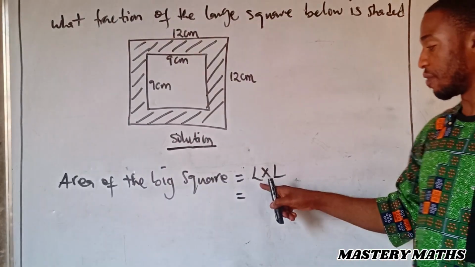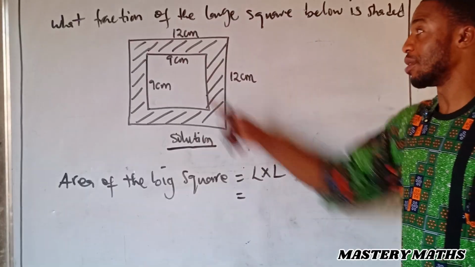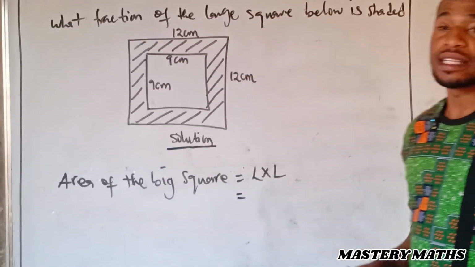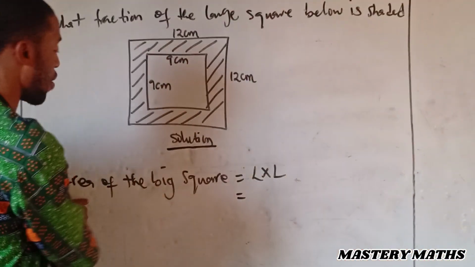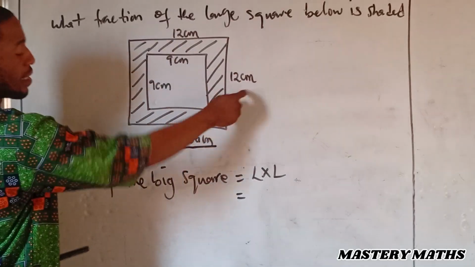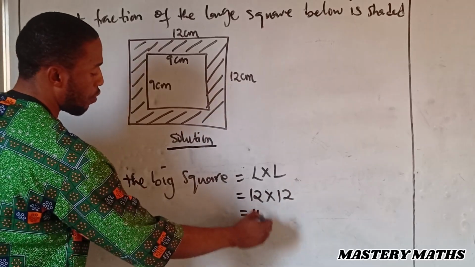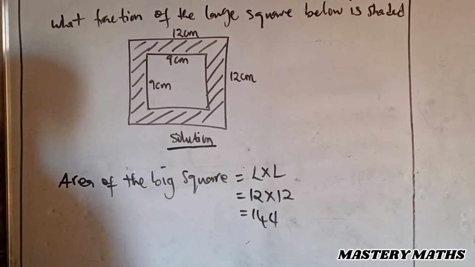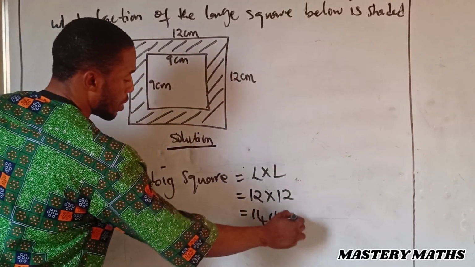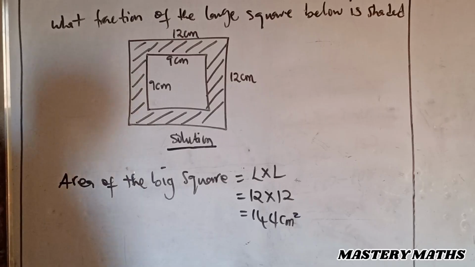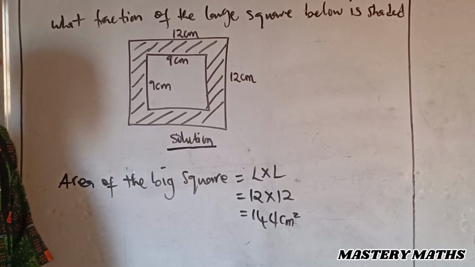So that's the reason I have length times length, because this side is equal to this one, and equal to the other side. So what is the length of the big square? Area of the big square is length times length, which gives us 12 times 12, which is 144. 144 centimeter what? Square.